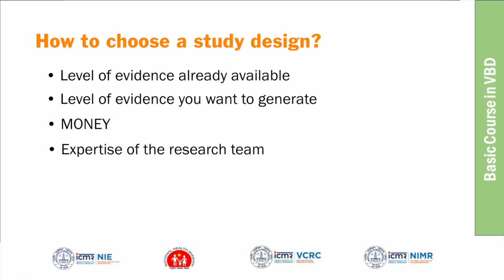So when a researcher thinks, now I have to answer this research question, I am trying to find out if using insecticide treated bed nets is effective in preventing malaria, which is just an example question. So how will I decide what type of study design I will use? The first thing I will see is what is already known about insecticide treated bed nets and malaria. So what is already known and what kind of evidence is already available.